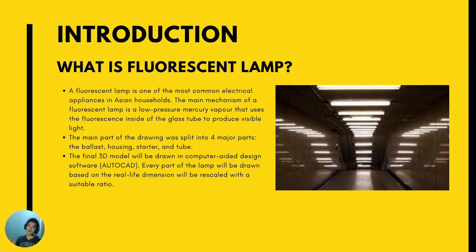The main part of the drawing was split into five major parts: the ballast, housing, electrodes, starter, and the tube. Each of the parts holds a different function. The function of the ballast is to supply the power to the fluorescent lamp. There are two types of ballast: the first one is magnetic, and the second one is the electronic type. The fixtures of the lamp are used to provide safe housing for the ballast and the glass tube. The fixtures of the lamp are the same thing as the lamp case.